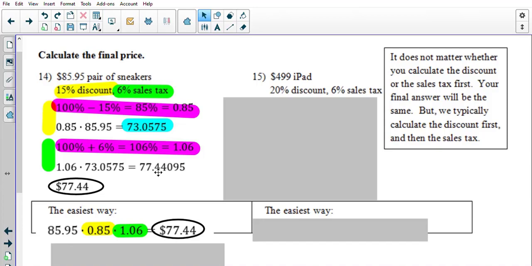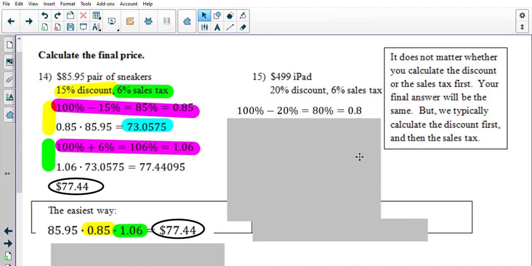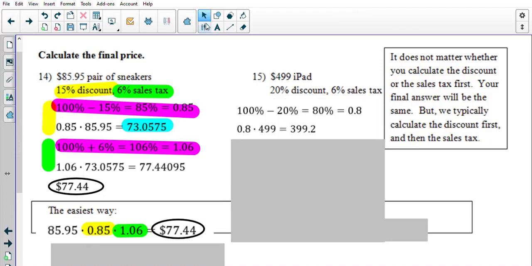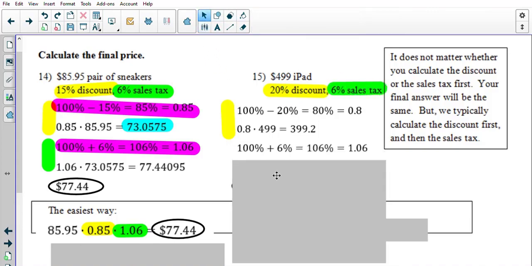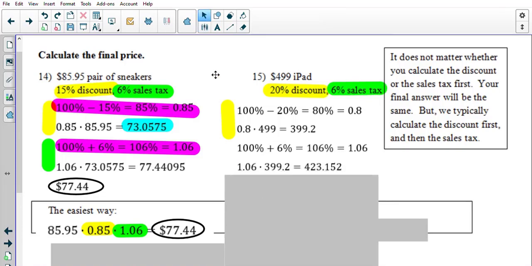So number 15, let's take a look at the $499 iPad, 20% discount, 6% sales tax. Let's do the discount first. 100% minus 20% is 80%, or 0.8. And again, this is all for the discount. Take 0.8 times $499, we get $399.20. Let's take a look now at our sales tax, 6%. So we do 100% plus 6%, which is 106%, or 1.06. Multiply that again by the $399.20, not the original price. That's a big deal.